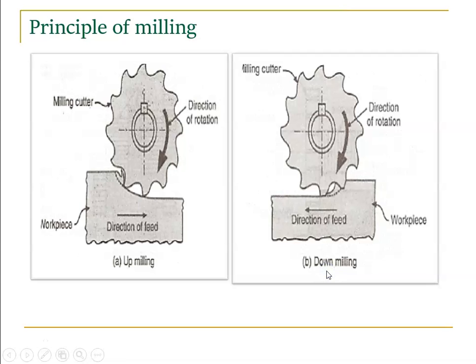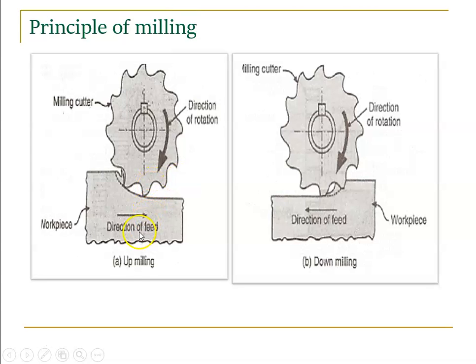Okay. So we have two types of milling generally: up milling and down milling. How we classify them depends on the direction of feed and the direction of rotation. Feed is nothing but the workpiece movement. The workpiece may move right to left or left to right, so it can differ. The direction of cutting generally occurs in the clockwise direction.